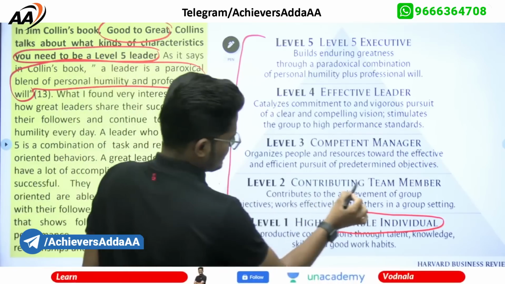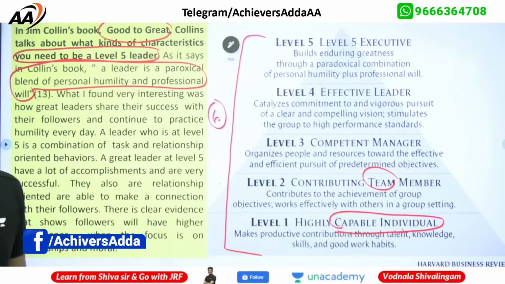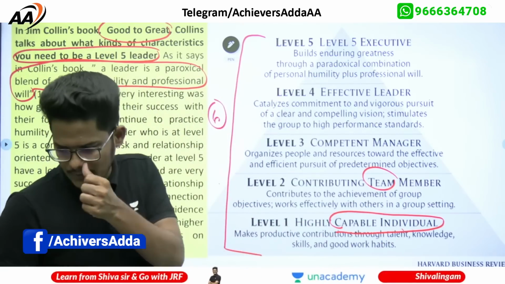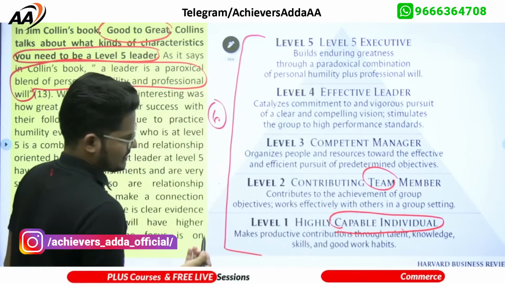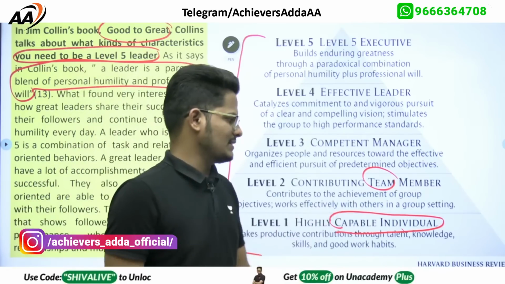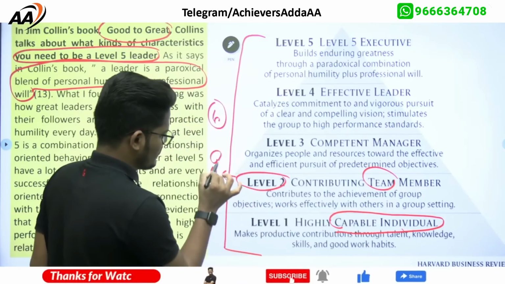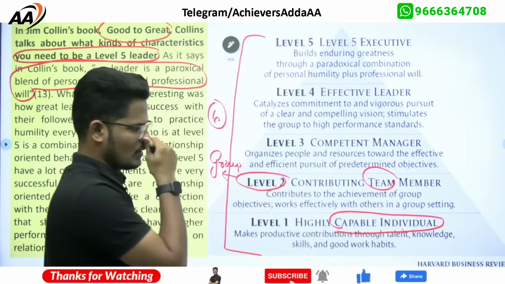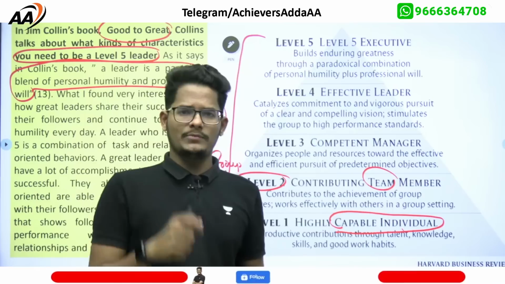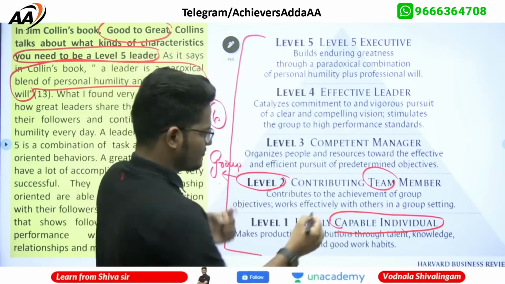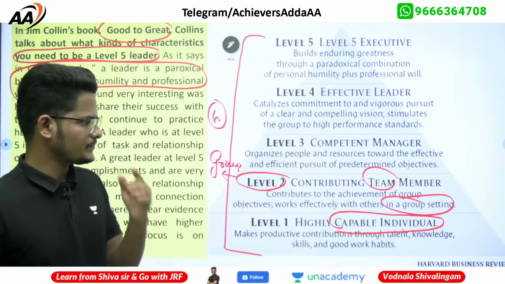Next, the contributing team member. The contributing team member contributes to the achievement of group objectives and works effectively with others in a group. So this is the second category of leader, who wishes to work for the group. A collaborative or cooperative mechanism will be there, because they work efficiently in a group setting with others.